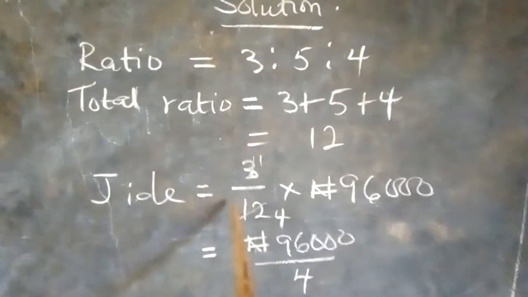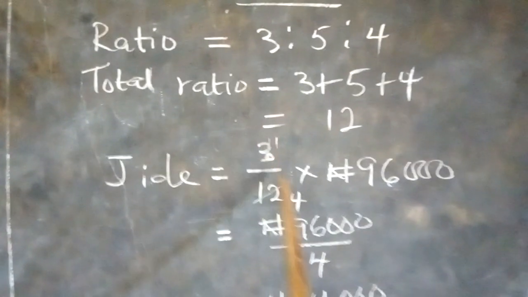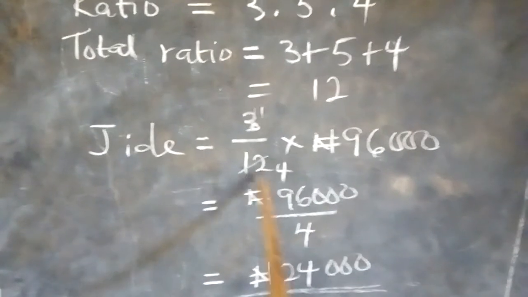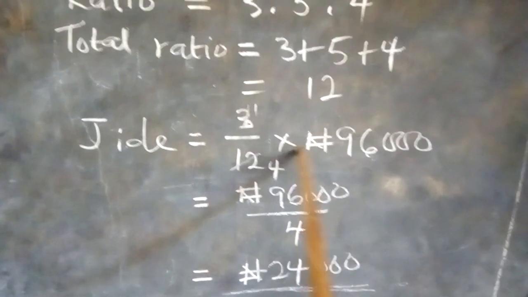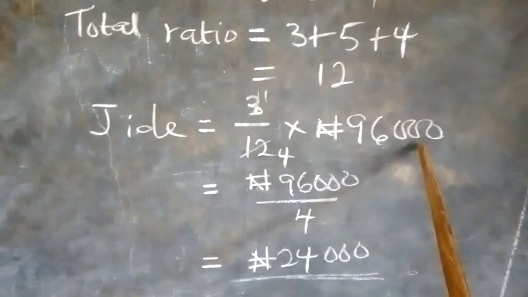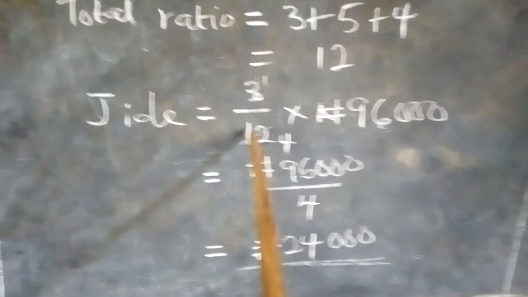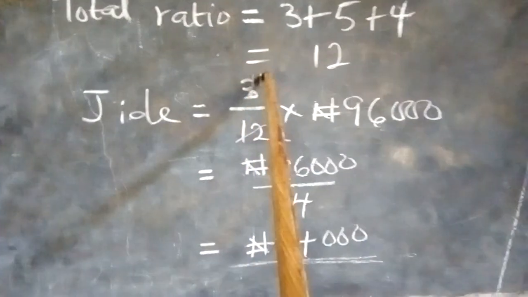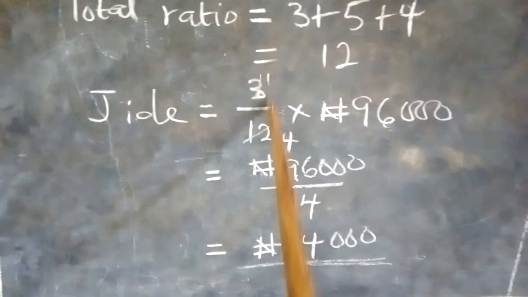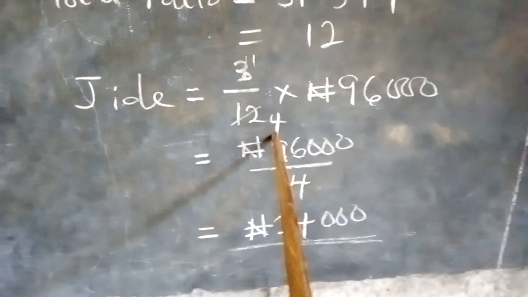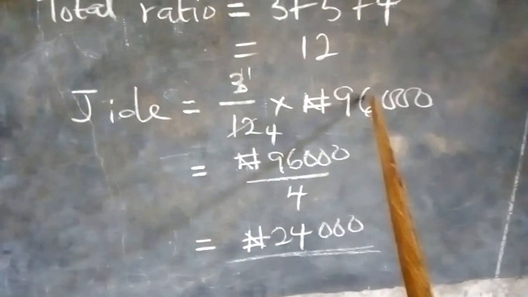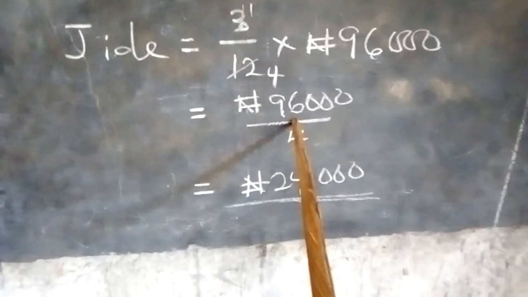For Jide, who happens to be the first person, the owner of the ratio 3, you now say 3/12, where 12 is the total ratio, multiplied by 96,000. 3 can go in 12. 3 will go in 3 only one time. 3 can go in 12 4 times. So we now say 1 times 96,000, that is 96,000.